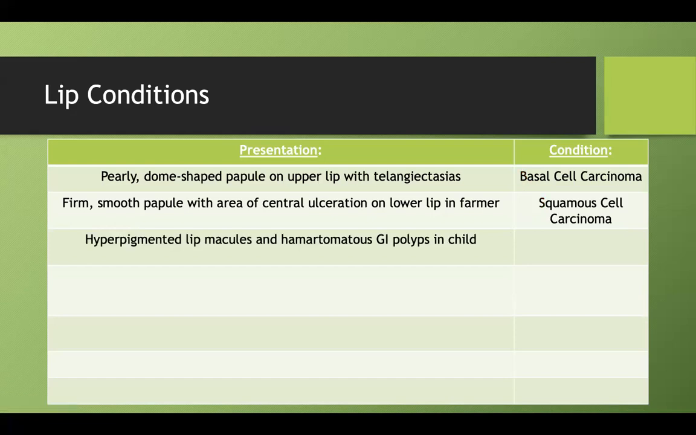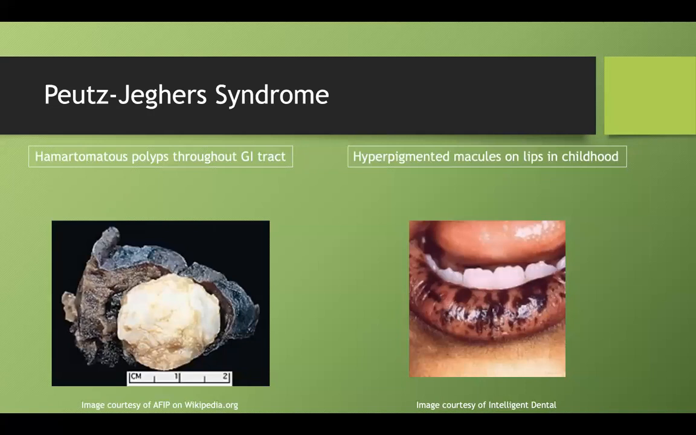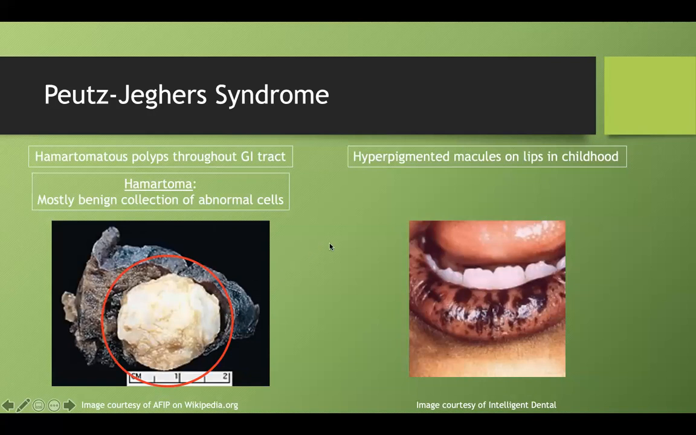Moving on, what do you think would be the condition for somebody who had hyperpigmented lip macules and hamartomatous GI polyps in a child? Remember, a macule means it's a small lesion, but it's not raised. And obviously hyperpigmented means just dark. This is going to be Peutz-Jeghers syndrome, which I talk about in the colon section. This is actually an exact slide from the colon section. Just wanted to show you what a hamartoma is: it just means a mostly benign collection of cells. So this is a hamartoma. I believe this was in the lung. And here are the hyperpigmented macules on the lips that you'll see in Peutz-Jeghers syndrome.